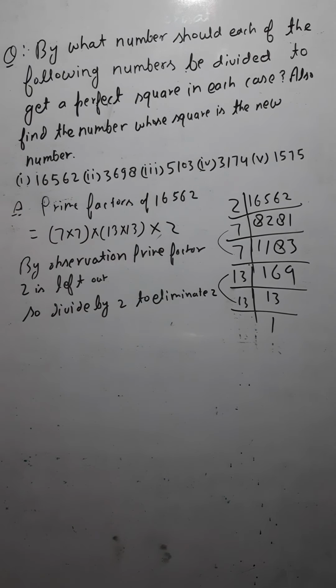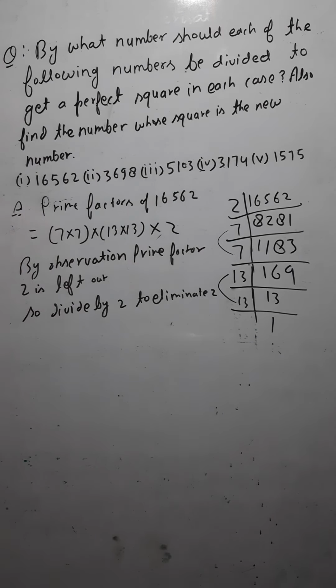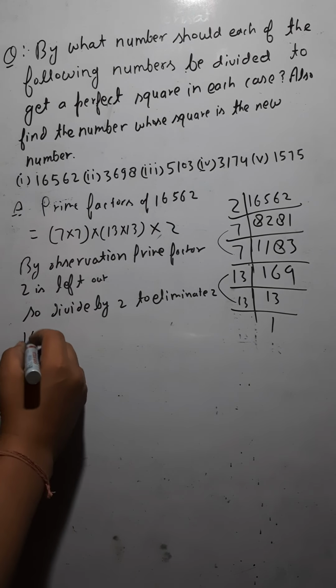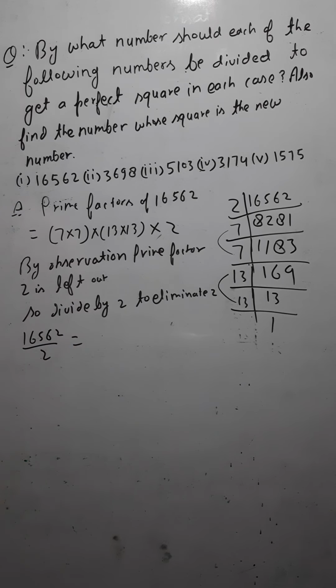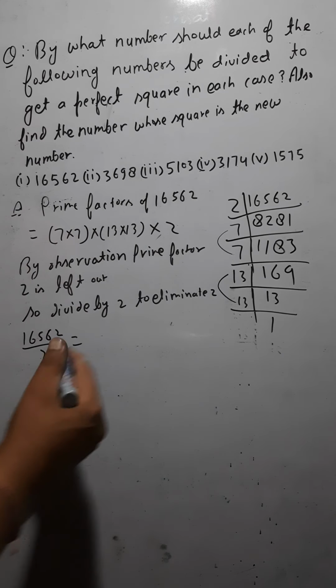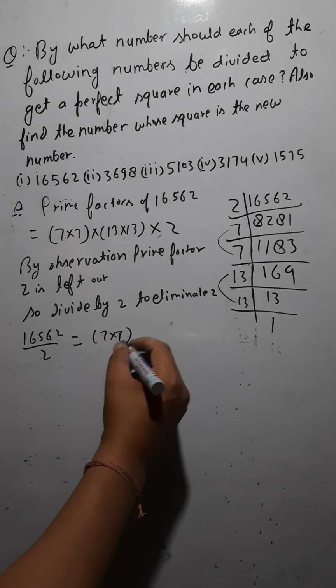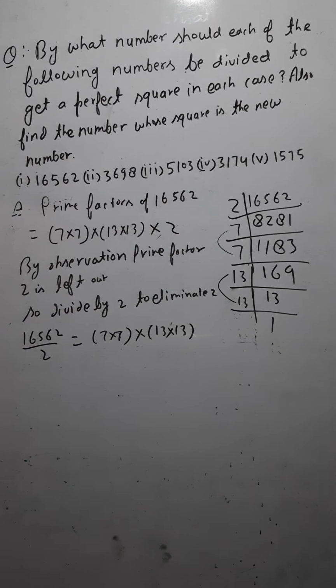Okay, so to eliminate this 2, you would be dividing it by 2. If you are dividing by 2, then this one also you would be dividing by 2. So it means you are getting 16,562 divided by 2. Similarly here again, if you are dividing this complete by 2, so this 2 would be removed. So you are left with 7 multiply 7 multiply 13 multiply 13, and 2 is not here now. 2 is no more because you have removed this one too.